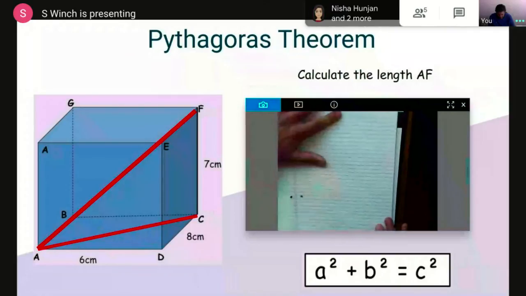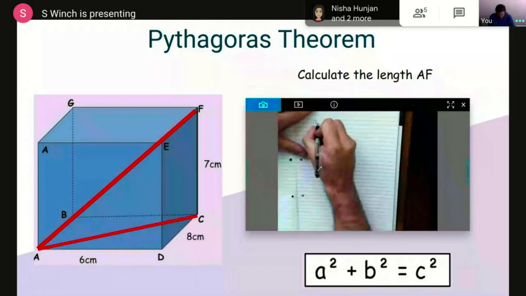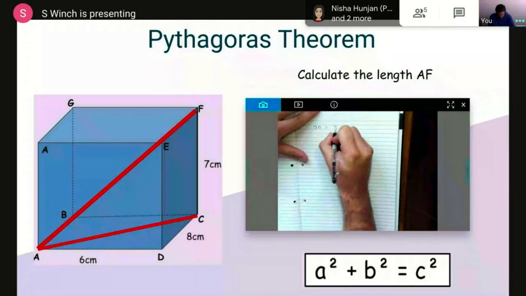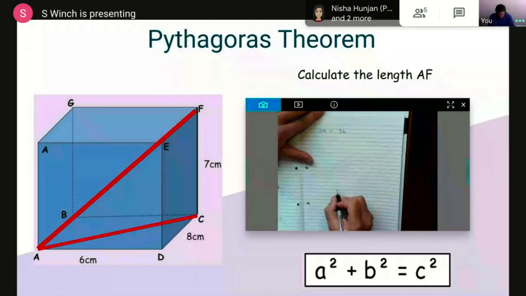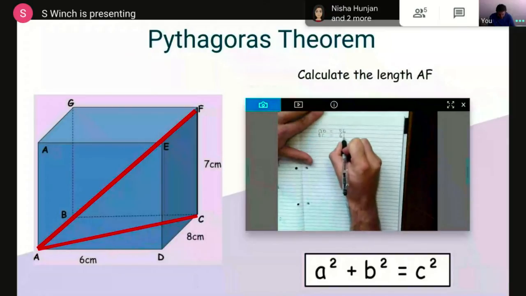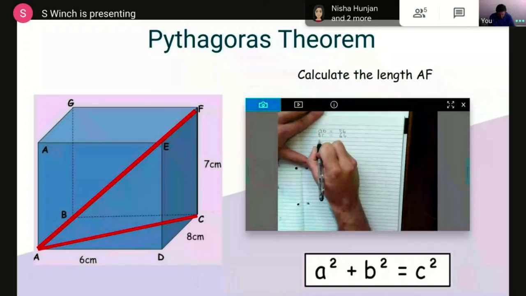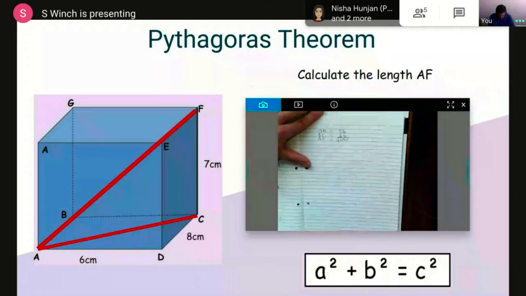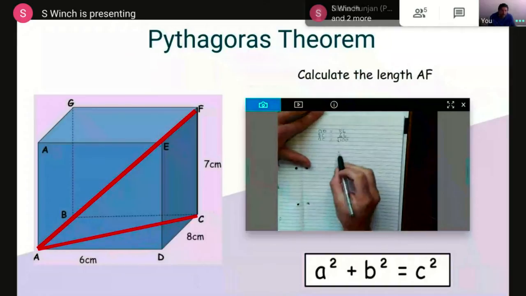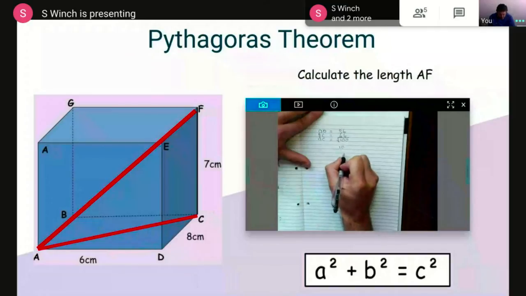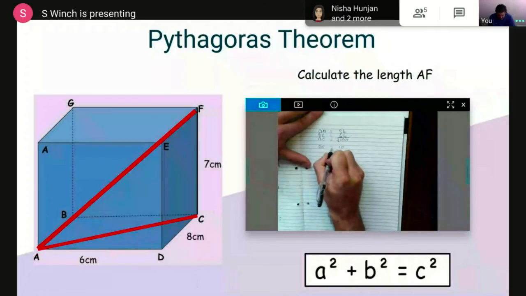So I know that A to D equals 36. D to C equals 64. So therefore, A to C equals the square root of 100. If that's the case, the square root of 100 is 10. So line A to C equals 10.